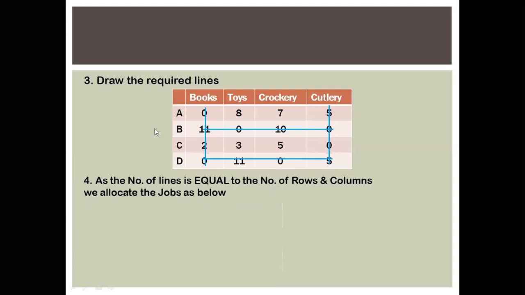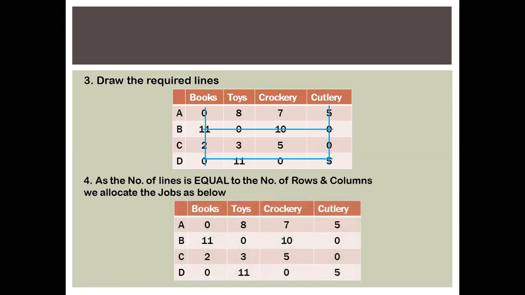So as you all saw, we had 4 rows and we had 4 columns. The lines which we drew are also 4. So when the number of lines are equal to the number of rows and columns, we can allocate the jobs, we can distribute the jobs as follows.